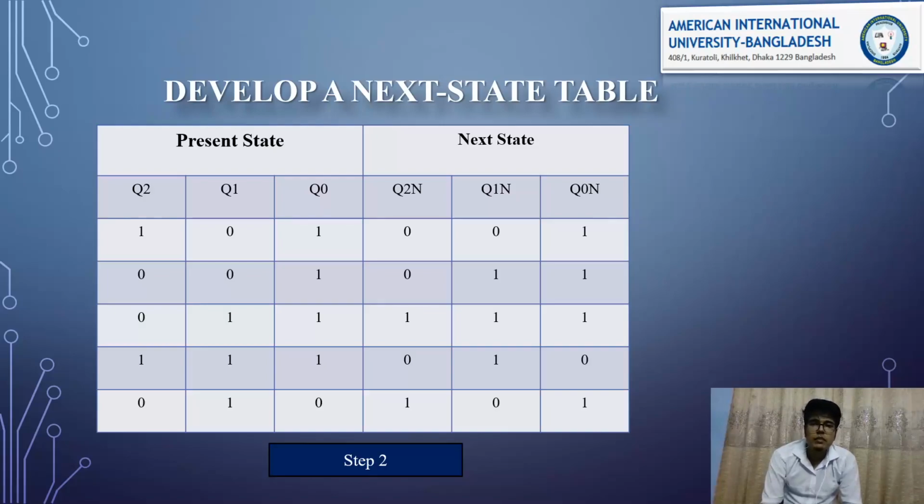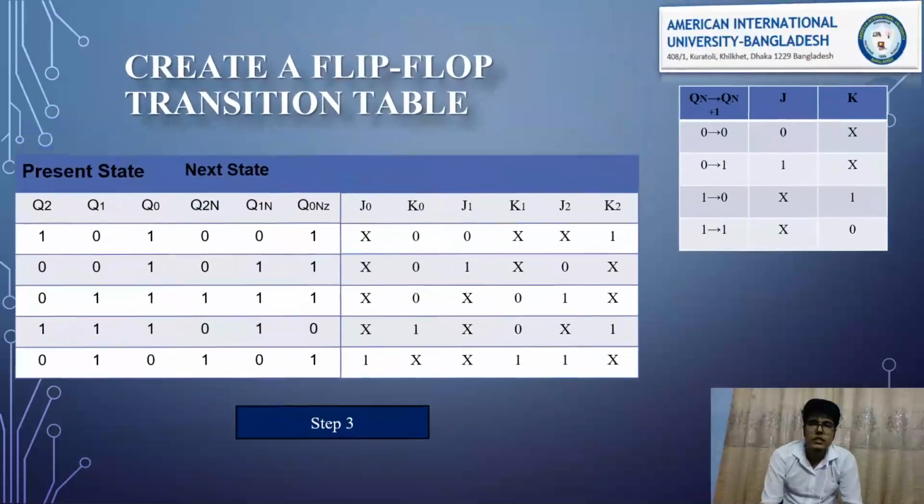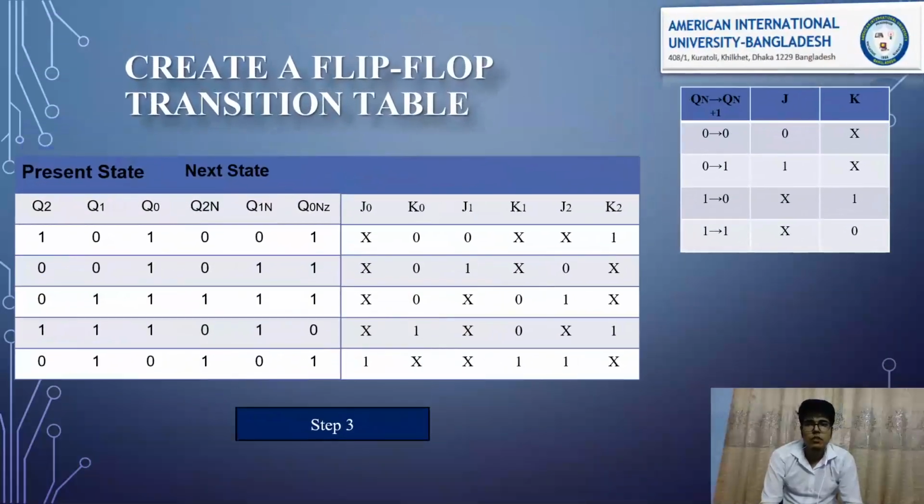Then we go to step 3, which is the flip-flop transition table. It is very important for going through the next step, and we have to define the J K values very carefully, because if we have any kind of problem at this stage, then it will cause a lot of problems further on.